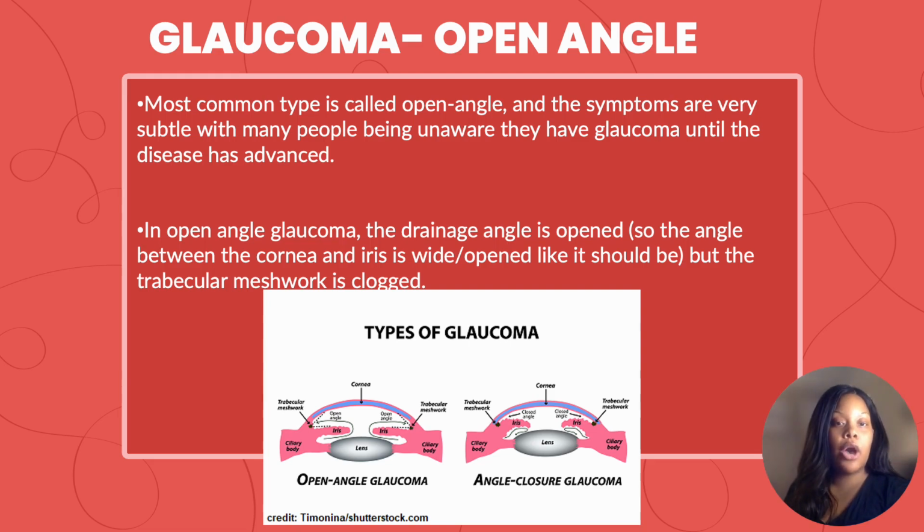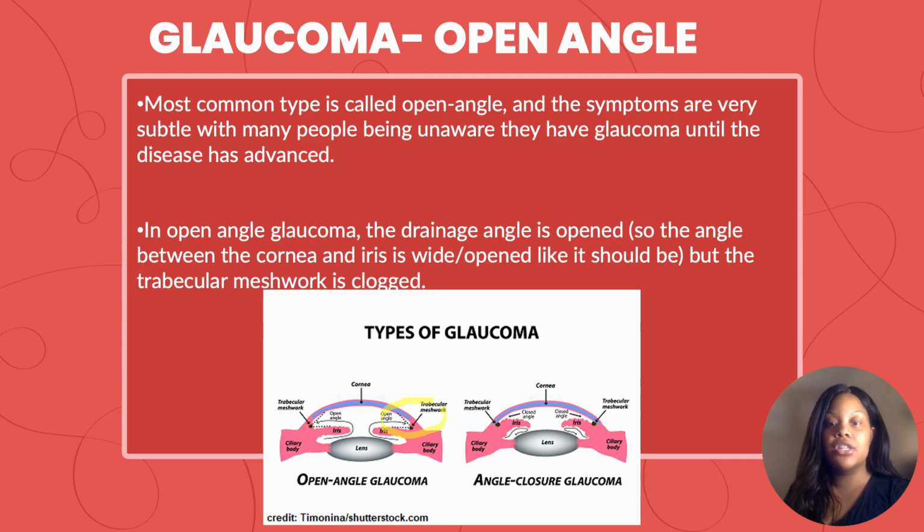All right, so let's talk about open angle glaucoma. In open angle glaucoma, the drainage angle is open. So let's find our drainage angle. The drainage angle is right there, between the cornea and the iris. So basically, let me get my highlighter. This area is open, right? Like it should be. All right, but the meshwork is clogged.